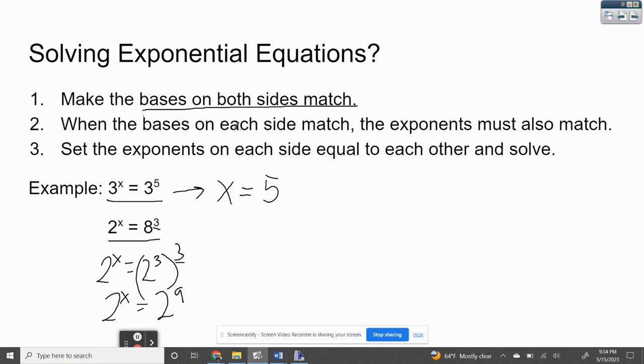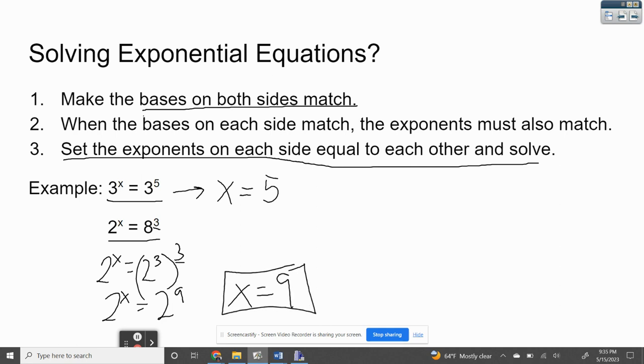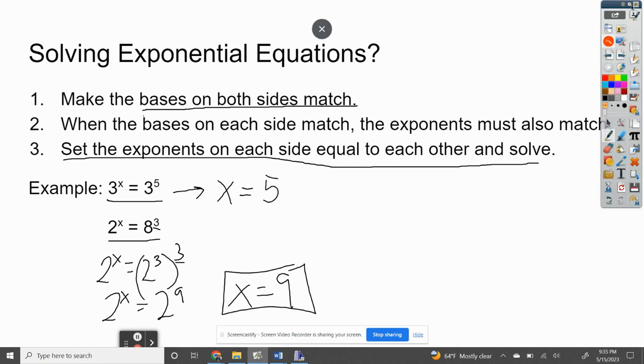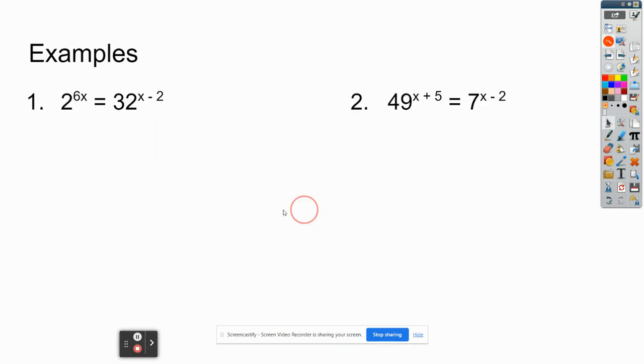Now my bases are the same. It's simplified. And so step 3 here says I can set the exponents on each side equal to each other and solve. So my exponent on the left is an x. Exponent on the right is a 9. And I don't have to do any solving steps because it says x is 9, and that's my solution. All right, so that's the easy version, easy question of solving an exponential.